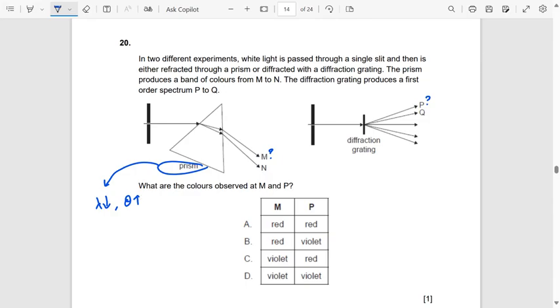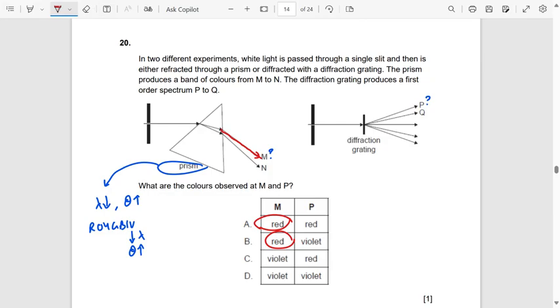Okay, so violet has the smallest wavelength out of the colours, so it has the biggest refraction. So M is going to be red. Let's put it in red. Boom. So red. So it's going to be one of these. Now let's look at P.